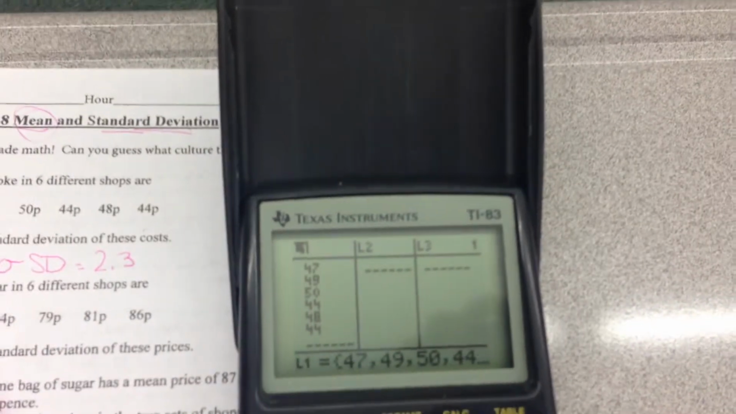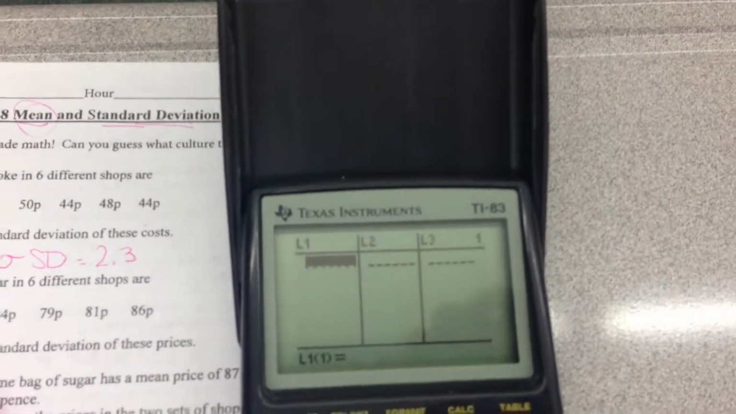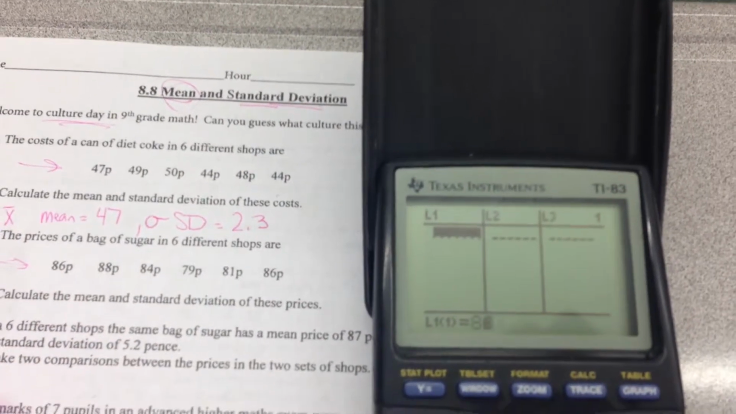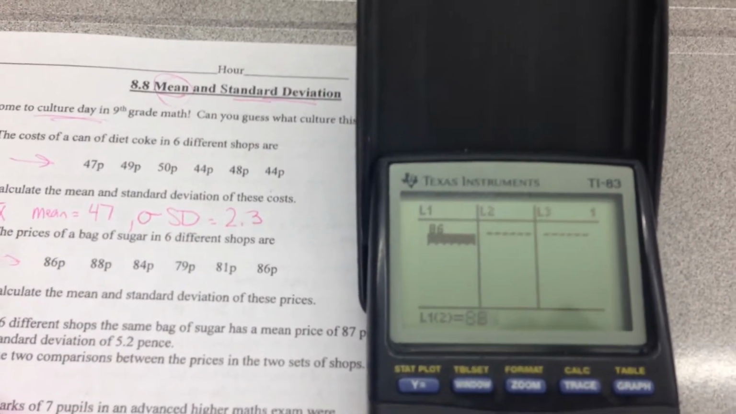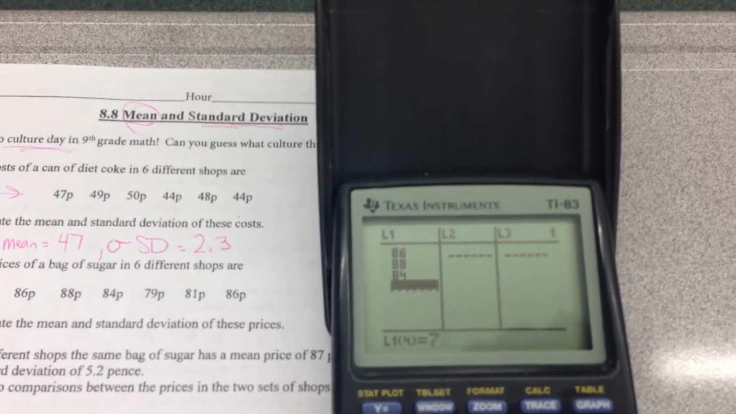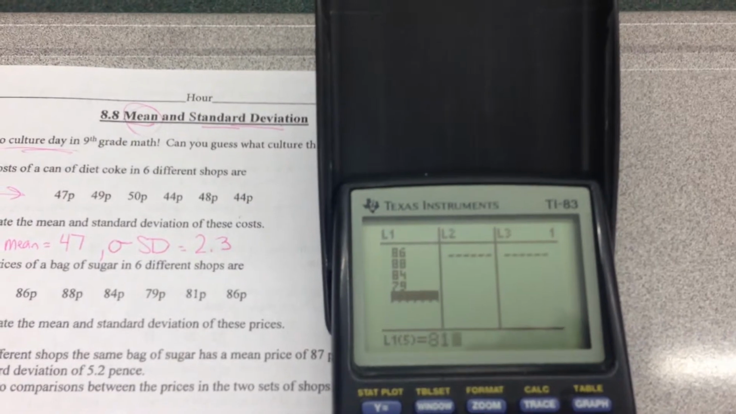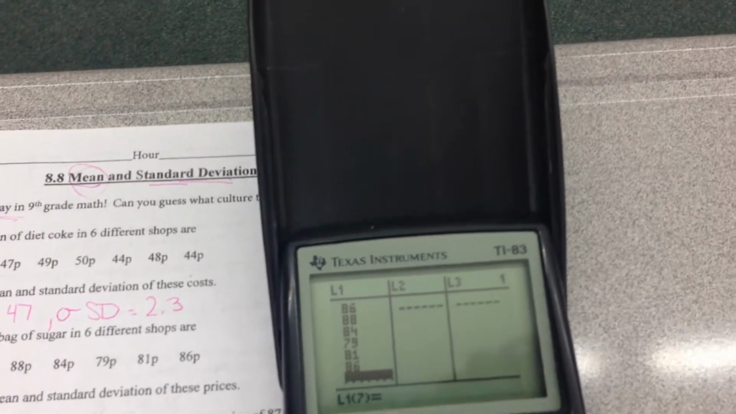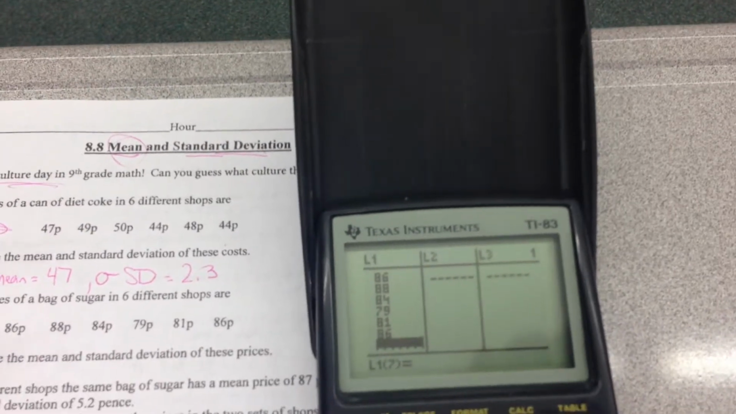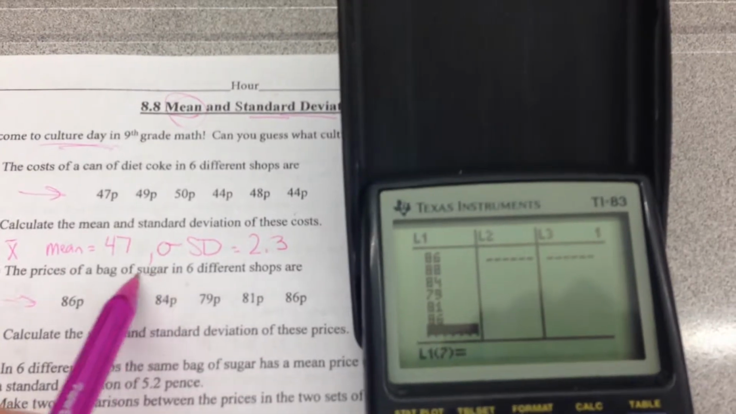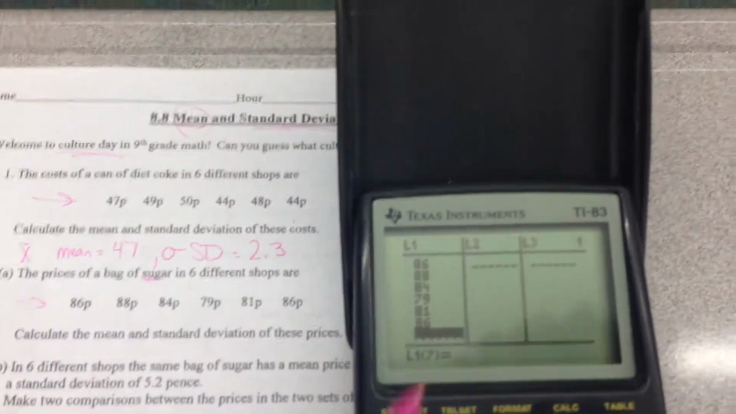No. And then we're going up to clear this list, and we'll push enter. And now I'm going to go ahead and type in these numbers. So we've got 86, 88, 84, 79, 81, and 86. Okay, so now we've got all of those numbers. This is a bag of sugar this time. Before we were looking at soda, this time it's sugar. Okay, so now we've entered those numbers.